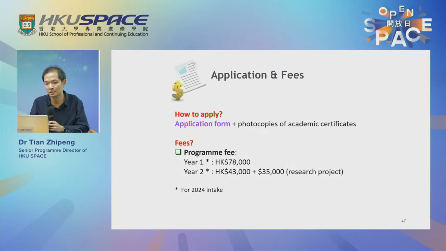Application procedure is pretty standard. You can find the form on our website, and we will share the QR code with you in the next slide. And then the course fee for year 1 and year 2 is actually the same at the moment, 78,000, but it may change in different years. So please always keep checking our website to get the most updated information.